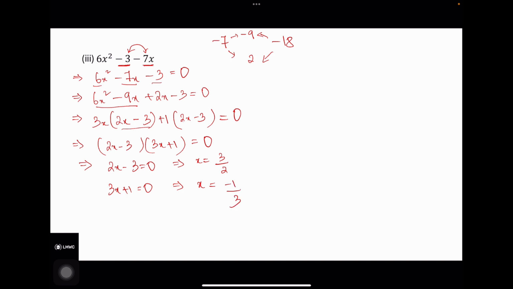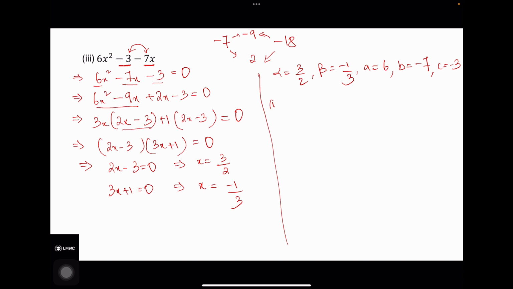So now we have got the alpha and beta over here. So our alpha is equals to 3 by 2. Our beta is equals to negative 1 by 3. Our a is equals to 6. Our b is equals to negative 7. And our c is equals to negative 3.